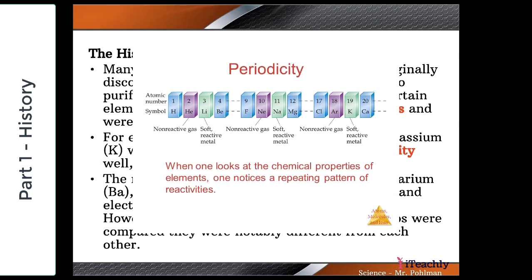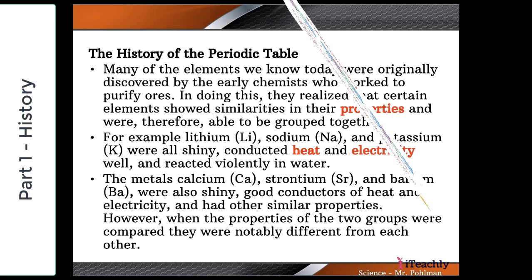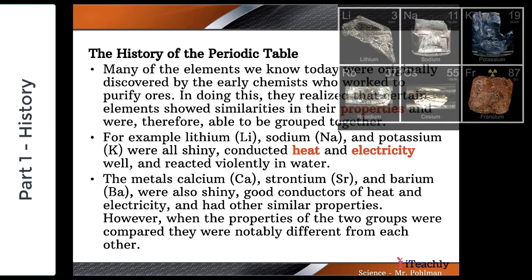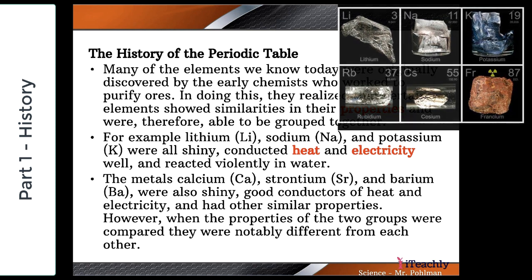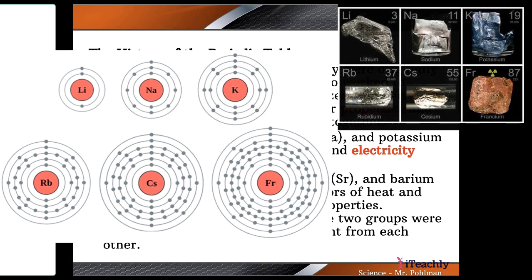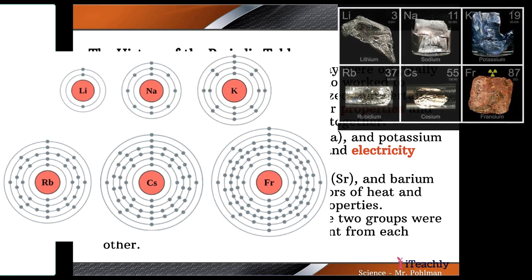All right. And what we did is we started to group up those properties based on what kind of characteristics they had. Like, for example, if we look at the alkali metals, we have lithium, sodium, potassium, all the way down to francium. All of those alkali metals are in group 1A. They all are shiny metals. They all conduct heat and electricity well. They all react violently with water. Now, why is that? Because they all have one valence electron. And they're metals. Metals, they want to give away electrons easily.